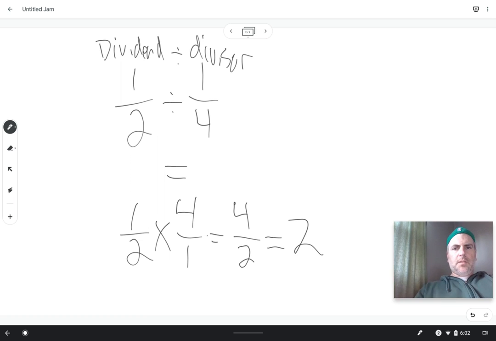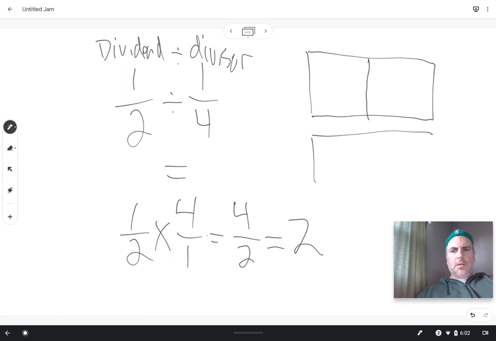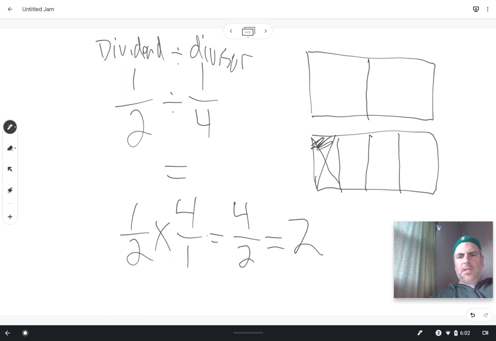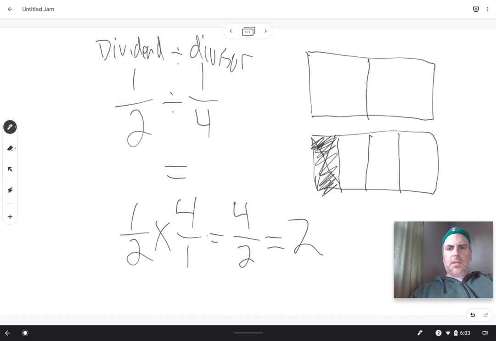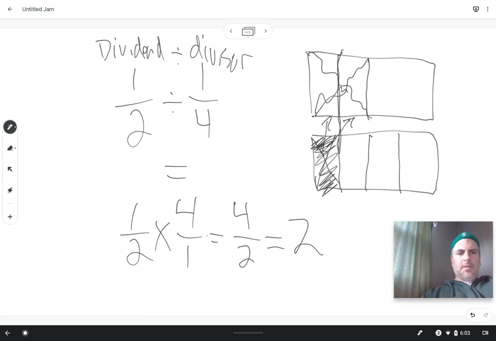Let's do a quick little model. All right, so this is 1/2. Let's pretend these are equivalent. And this would be 1/4. So how many of these little sections can go into this section here? Well, you can see here that it can go in once, twice. 2 times.